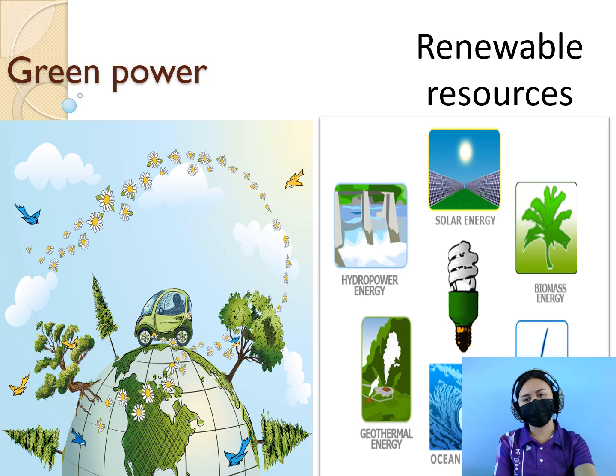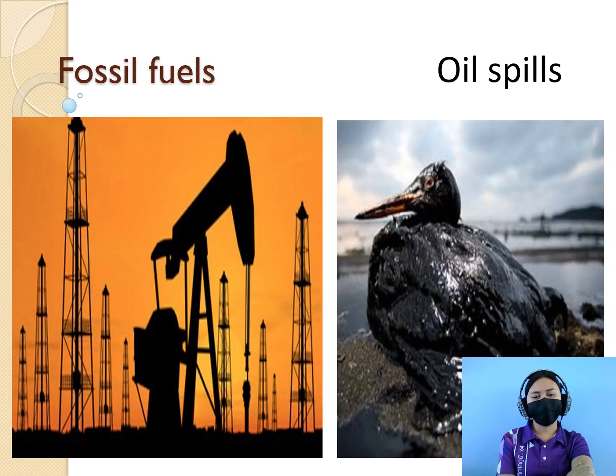Renewable resources. If we use solar energy, it's renewable, right? This energy is coming from the sun, so it's renewable. Hydropower energy. When we say hydropower, the energy is coming from the water. Hydro means water. Geothermal energy. And then I cannot see the other one. It was covered. Okay, next.